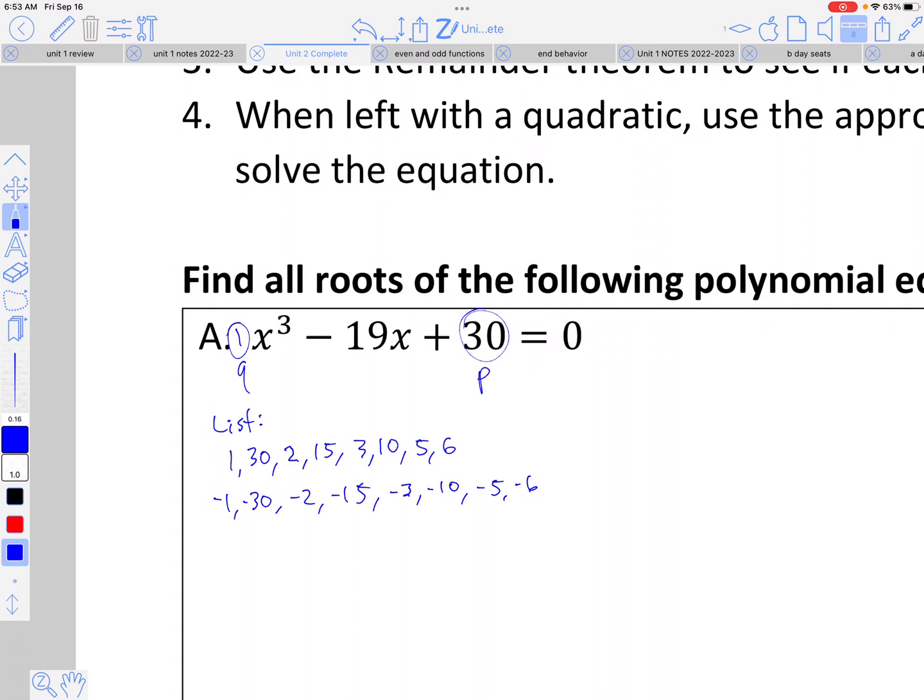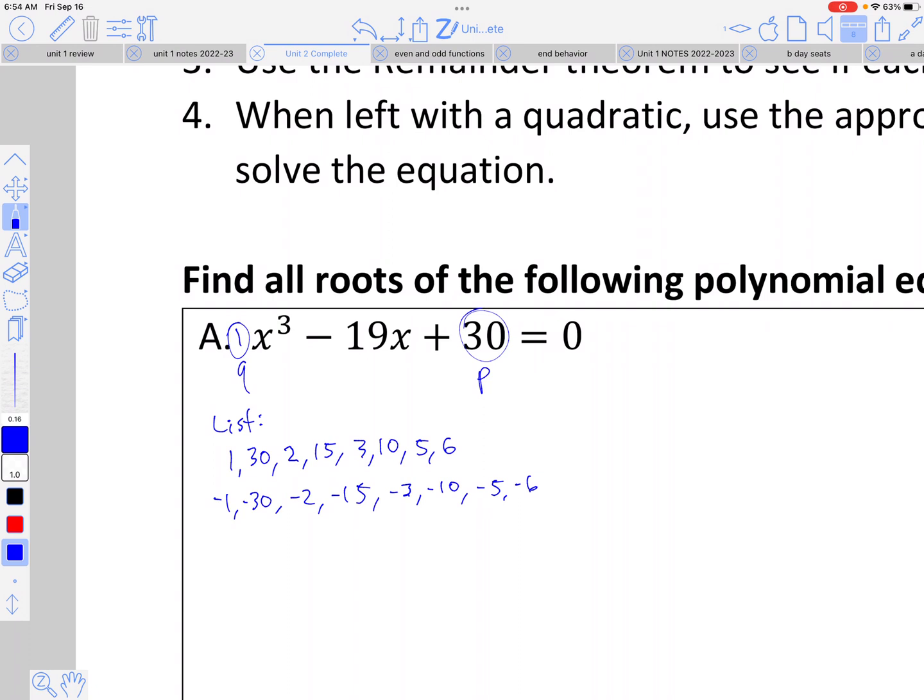So, if you're doing this by hand without a calculator, you're just going to plug all of those numbers in for x and see which ones actually work, okay? So, just take 1, plug it in for x, see if you get 0. If you get 0, it's a root because the remainder would be 0. You plug in a 2 in for every x. If you get a remainder of 0, it works, okay?